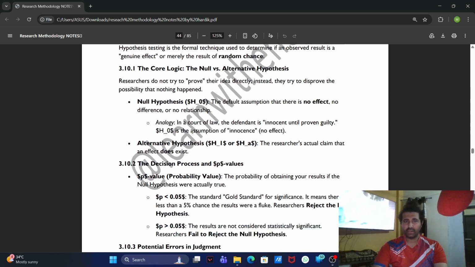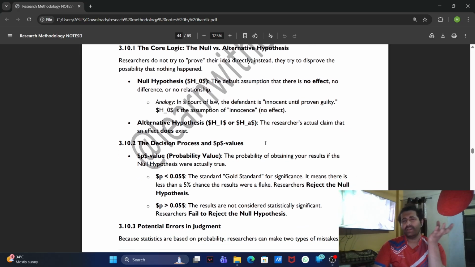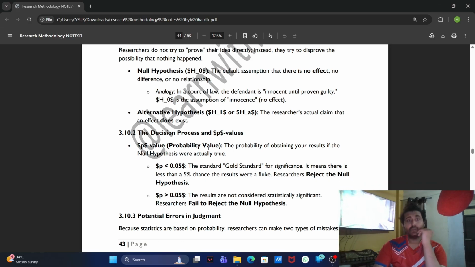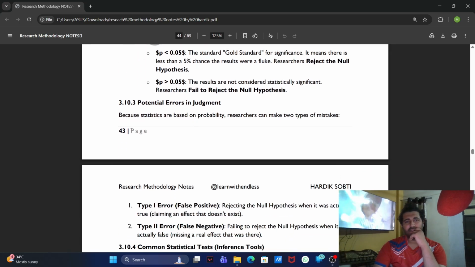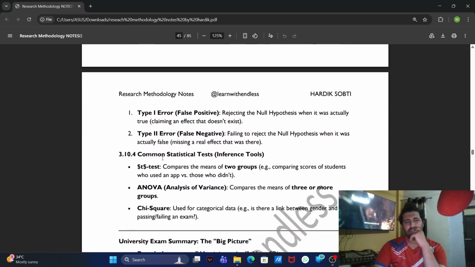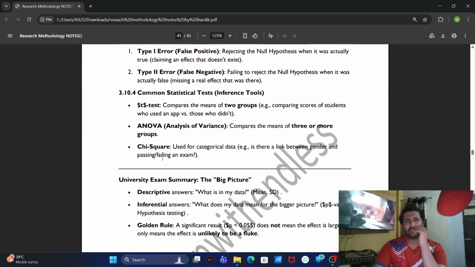We have discussed this analogy. In a court of law, the defendant is innocent until proven guilty, which is the assumption of innocence, no effect. Alternative hypothesis: the original claim that the effect exists. Decision process and p-values, we have discussed this earlier. The potential errors in judgment, we have discussed these also. We have discussed the common statistical tests: the t-test, two types, compares the means of two groups, and the ANOVA test compares three or more groups. The chi-square is new.